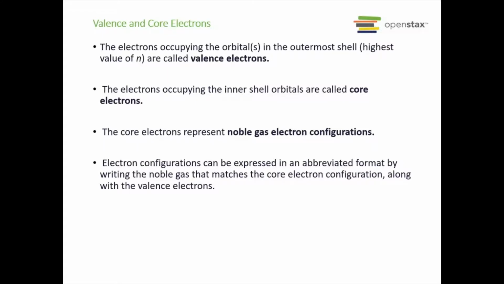So the electrons that are in the outermost shell, so the highest value of N, are called valence electrons. And these guys are the most important electrons because these are what actually participate in chemical reactions. These are what are lost or gained. They're what's shared for a covalent bond. Valence electrons are the most important part of our atoms when it comes to chemical reactivity.